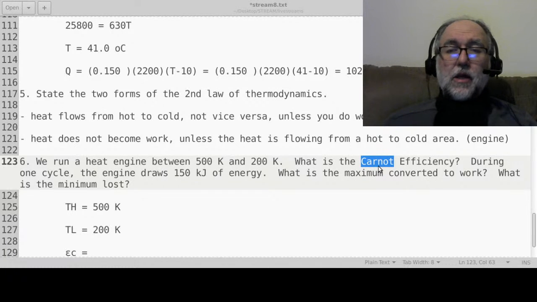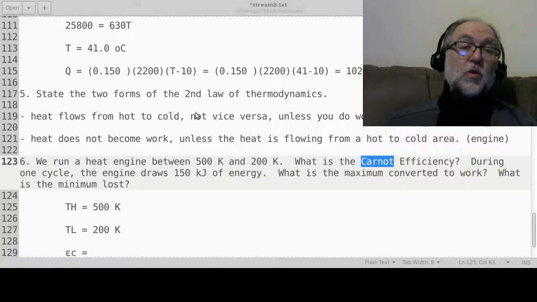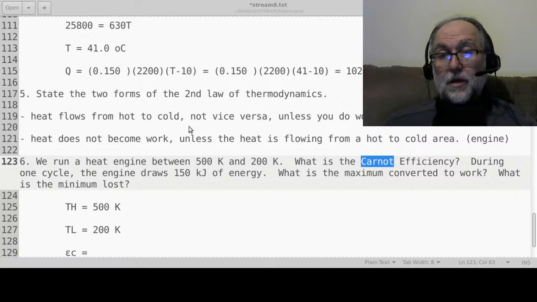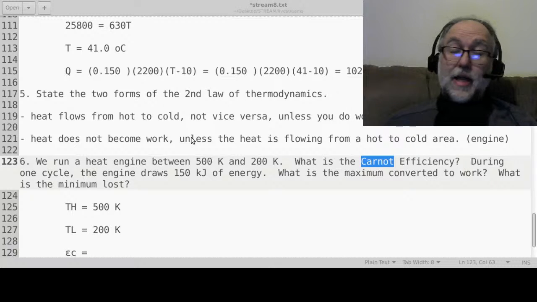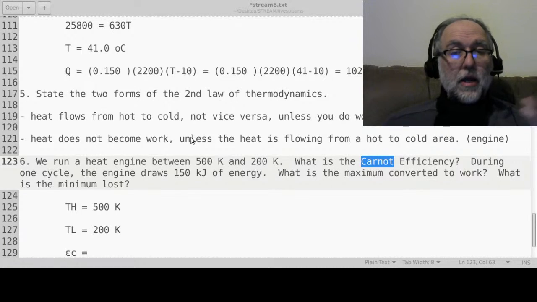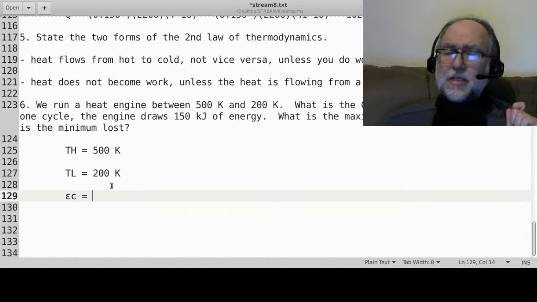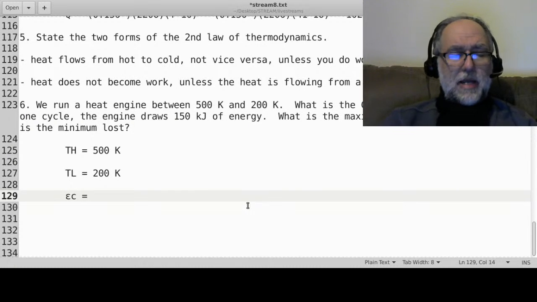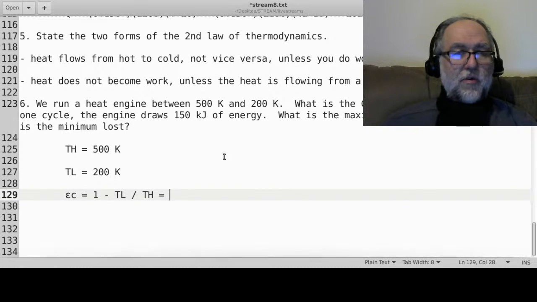But instead of calling it Carnot efficiency, we could just as well call it the maximum efficiency. You can't get better than the Carnot efficiency without violating the second law. I'm stating that without proof. That can be proven using the ideal gas law, actually, but I never did prove that in the lectures. So we're just going to take it on faith that the Carnot efficiency is the maximum you're going to get. It's given by 1 minus T low divided by T high. That's just a formula for it.